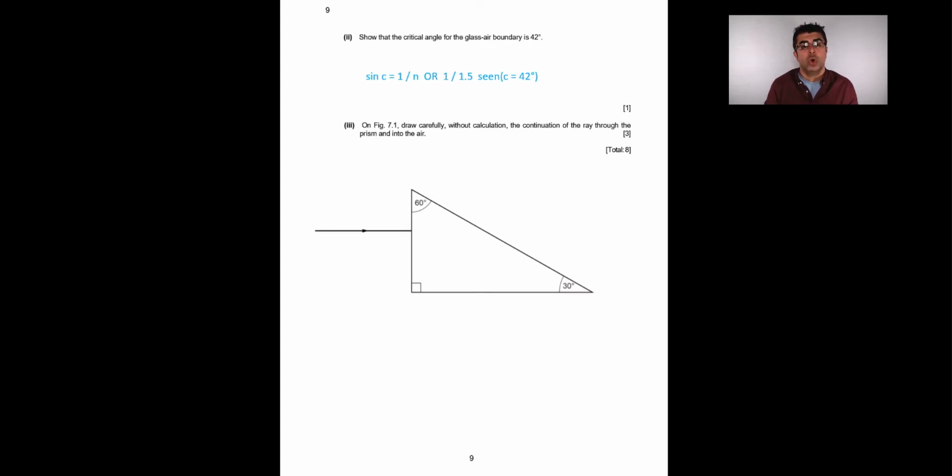Part 3. On figure 7.1, draw carefully, without calculation, the continuation of the ray through the prism and into the air. For convenience, I've copied and pasted the diagram from the previous page into this one, and this question always pretty much encounters a student mistake towards the end. How does it work? Well, most students did get this part right. When the ray of light hits the glass at 90 degrees, the first ray goes straight through.